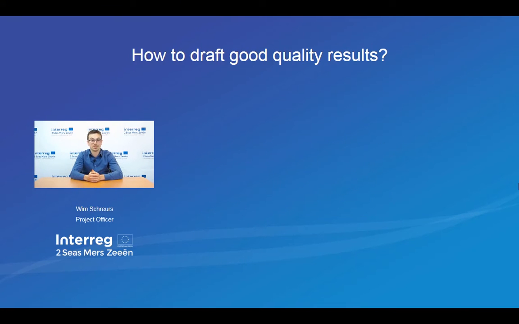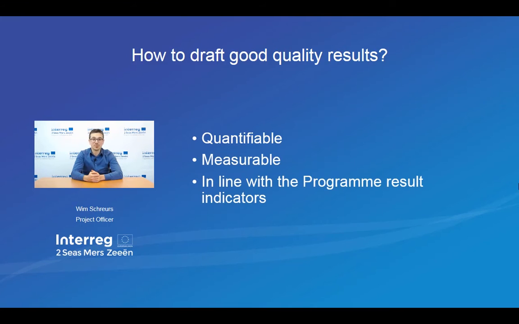Next step is the project results. As I said, each output will lead to a certain specific benefit, which in turn will lead to a main result. It's very important that these results are quantifiable, that they are measurable, and that they are in line with the program result indicators, which again are identified per program-specific objective. Make sure that your result is not just a description of your output. It's really a direct advantage, a direct benefit of producing a certain output.